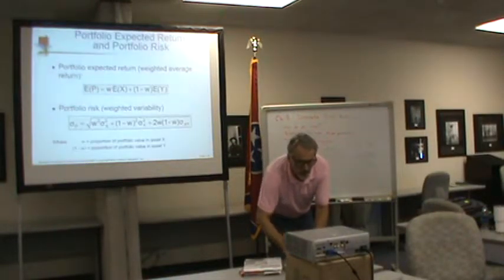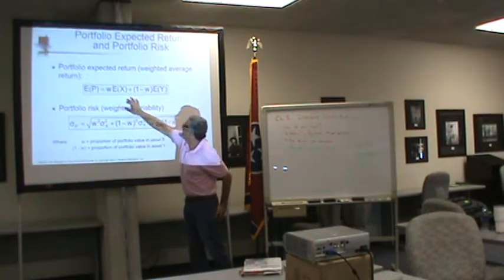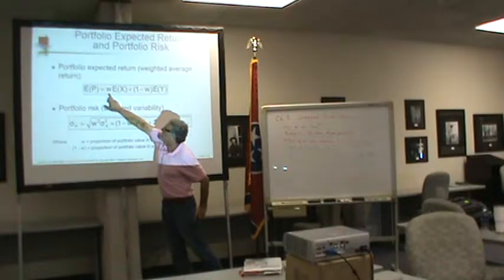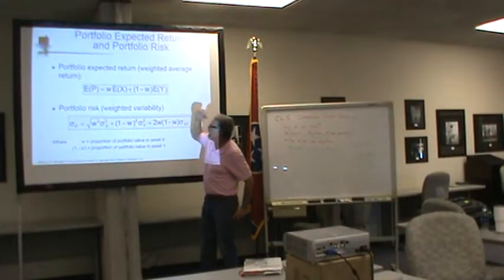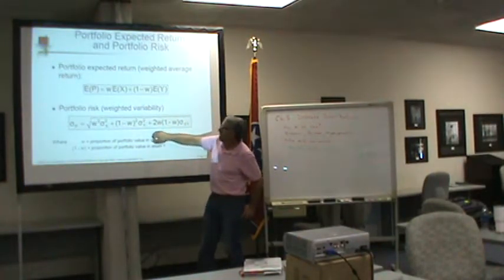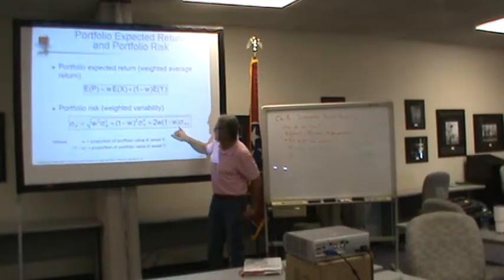So let's see. We've got two funds, X and Y, like we had before, maybe a passive and an aggressive, and we're just weighting them. How much are we going to invest in one, and then the rest we're going to invest in the other, and then the standard deviation gets weighted. One squared here, and there's one squared there, and both of them in there.